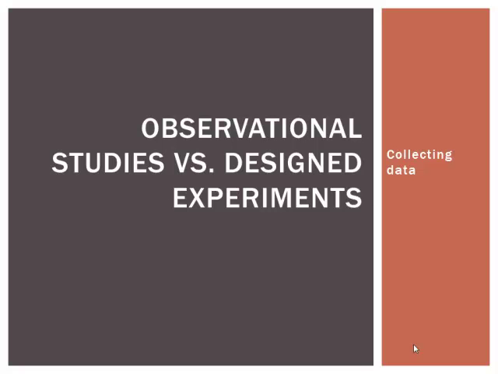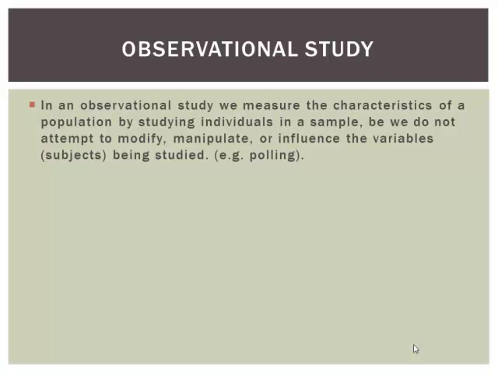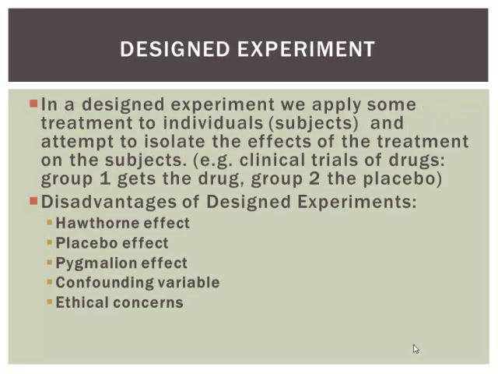In this lesson, we're going to look at observational studies versus designed experiments. In an observational study, we measure characteristics of a population just by studying individual samples. We don't attempt to modify, manipulate, or influence the variables being studied. For example, when we poll somebody, we just ask them questions. We don't attempt to separate into groups and do one group one way, one group another way. We just see what's happening.